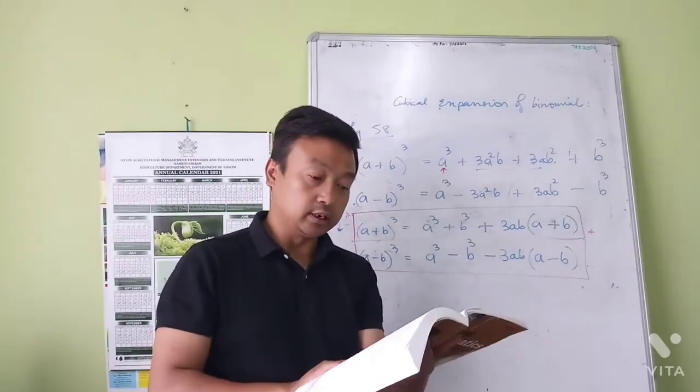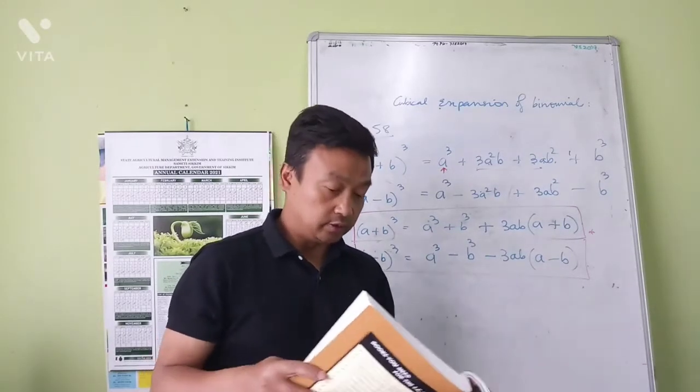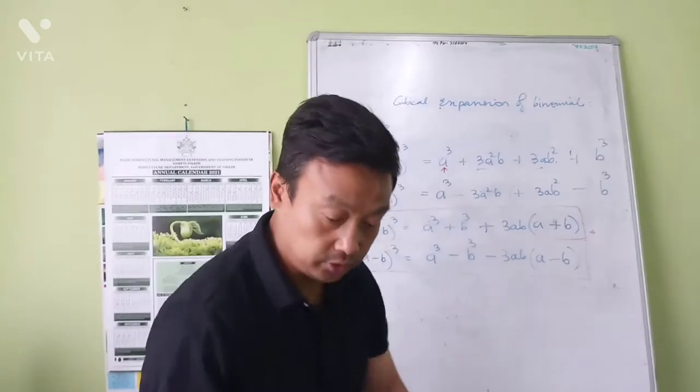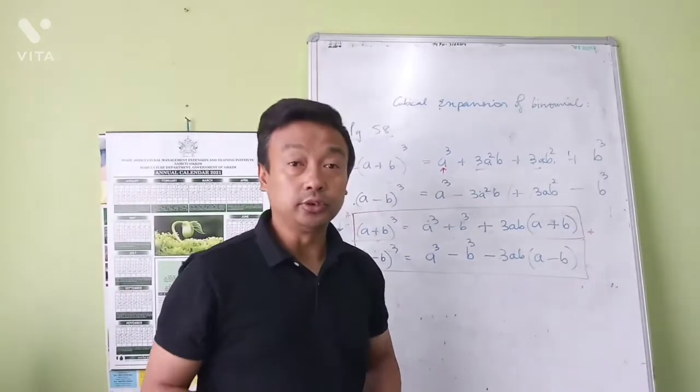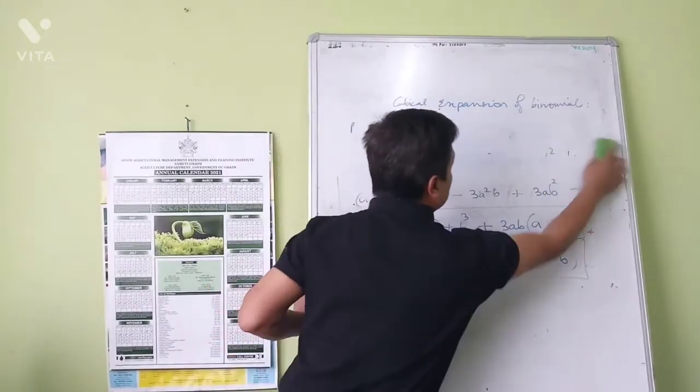Exercise 4B, there are about 16 questions, so I'll be solving almost 50% of it, around 8 questions. Then the remaining 8 you have to do yourself. So it is very, very simple. Let me start the exercise now.